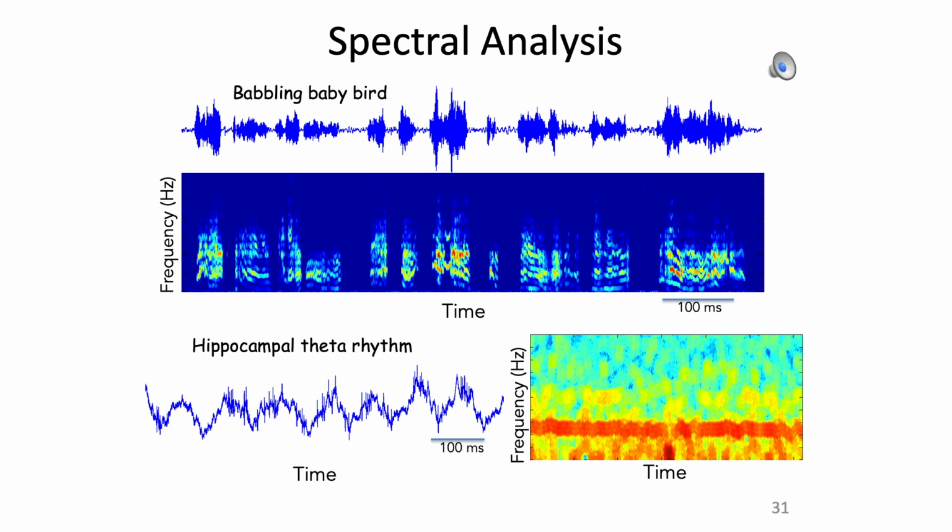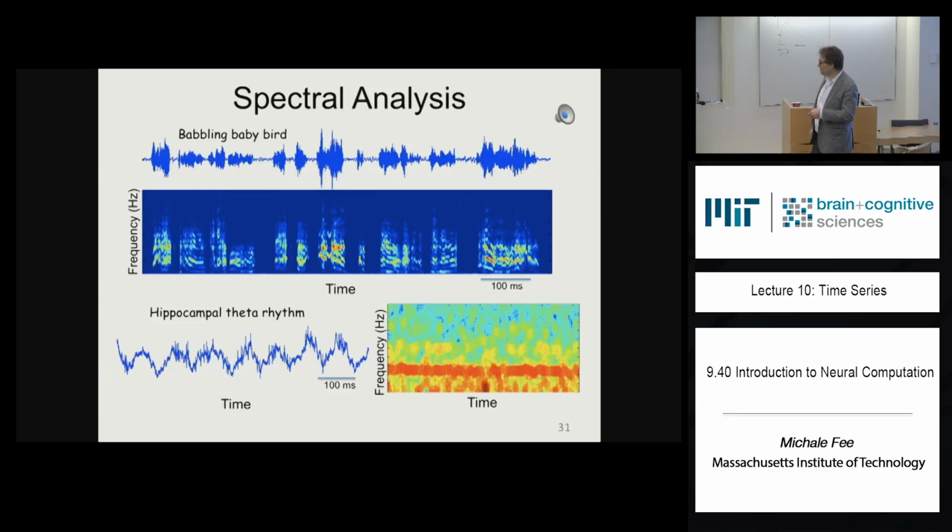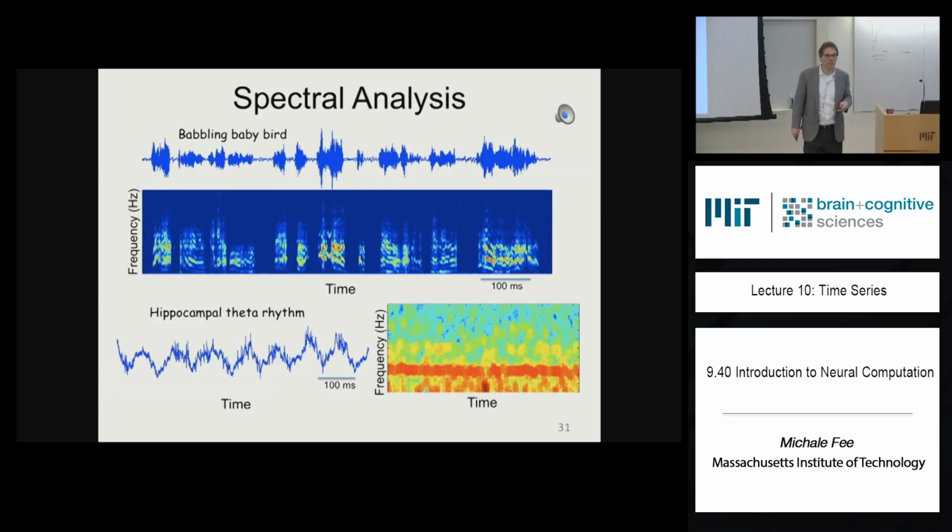Here you can see this 10 hertz rhythm. It has a period of about 100 milliseconds. But on top of that, there are much faster rhythms. It's not always so obvious in the brain what the rhythms are, and you need spectral analysis techniques to help pull out that structure.